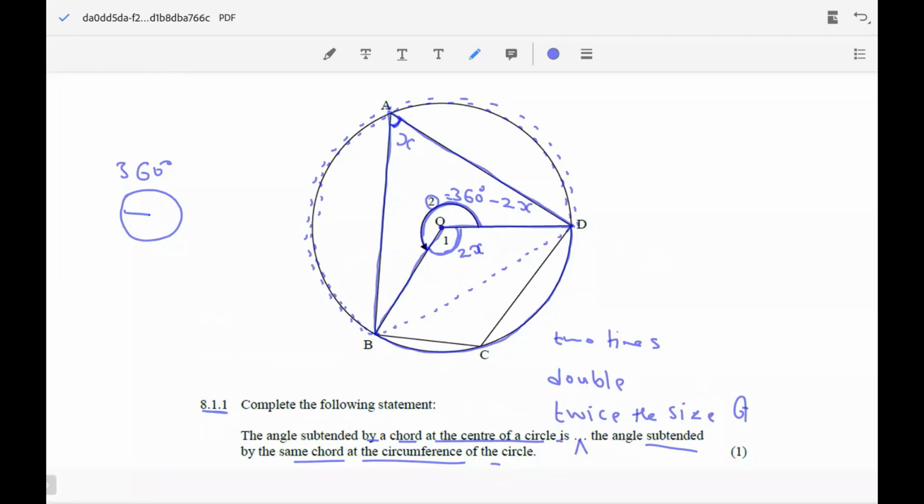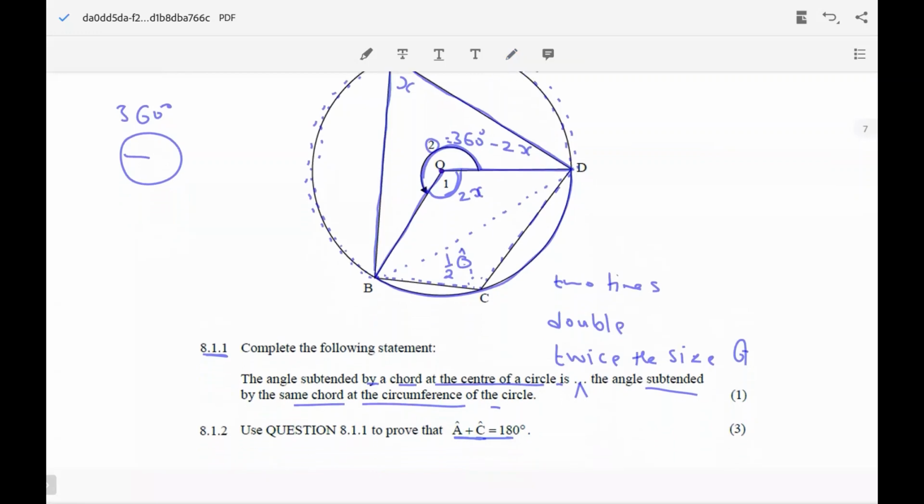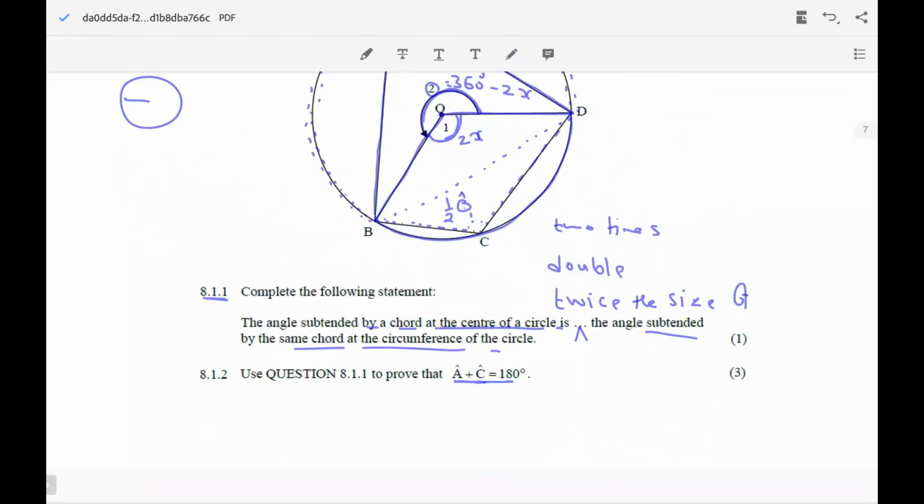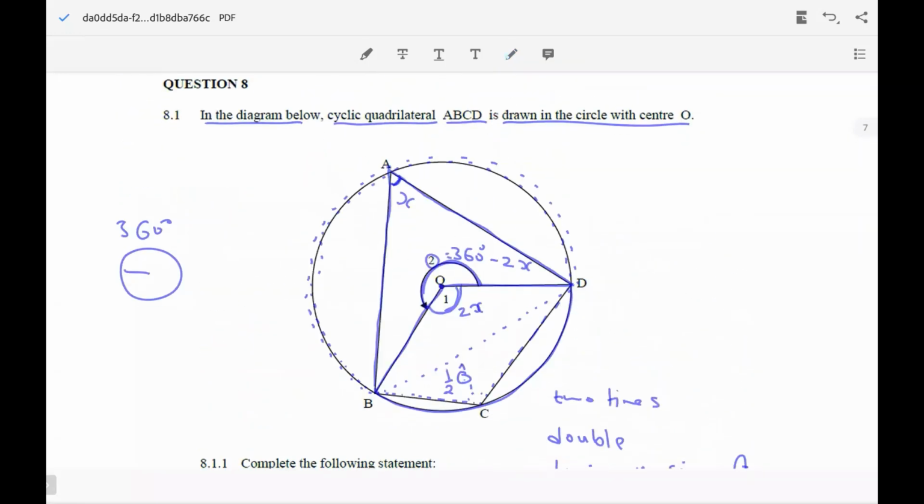Now the same dotted arc is subtending angle C at the circumference. So which means that angle C here should indeed be equal to a half the size of angle O2. So that's how we are supposed to approach this question here. And I'm going to use the space here where we can indeed look at the diagram.